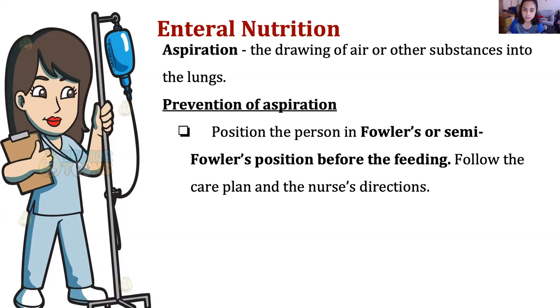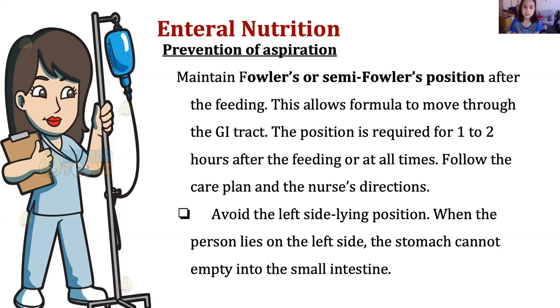First, we need to position the person in Fowler's or semi-Fowler's position before the feeding. As I've told you, we need to place the patient in Fowler's position so the food will not go to the lungs, but will go to the stomach. Next, maintain it for 1 to 2 hours. Don't make the patient lie flat on the bed after giving food. Keep the patient in the same Fowler's position for 1 to 2 hours, so the food will move through the GI tract.